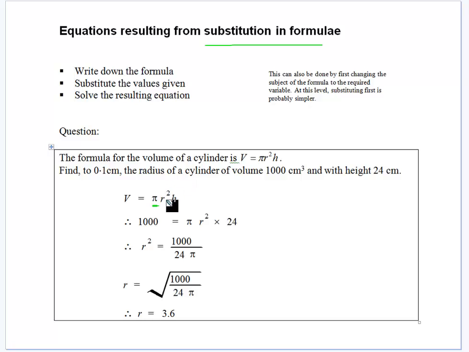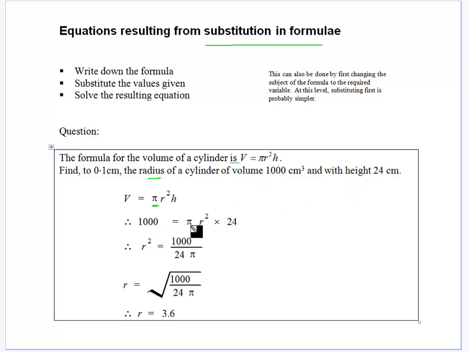That's what we've got to do. So if we want to find one of the other three remaining unknowns, we need 2 out of the 3 to give us an equation we can solve. This time we want to find the radius of a cylinder. So we want to find r, given that the volume is 1000 and the height is 24.